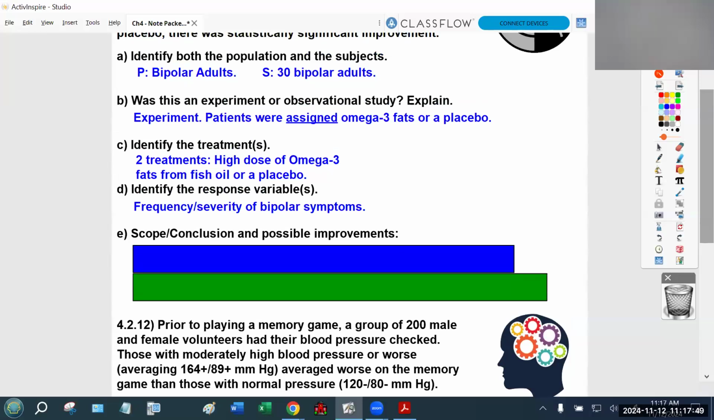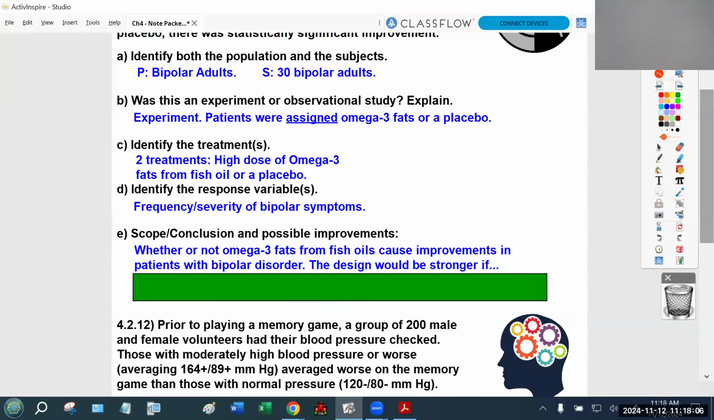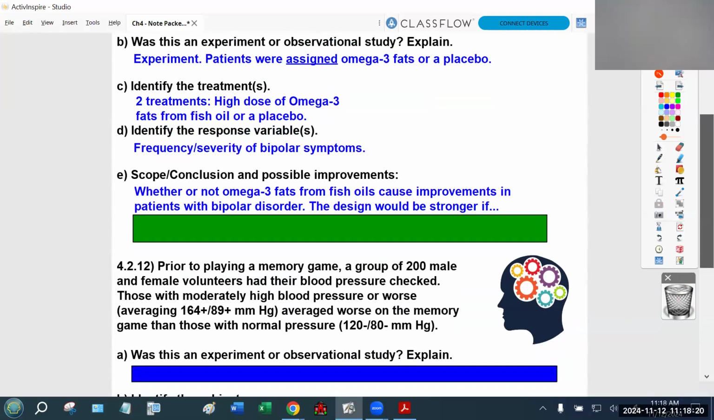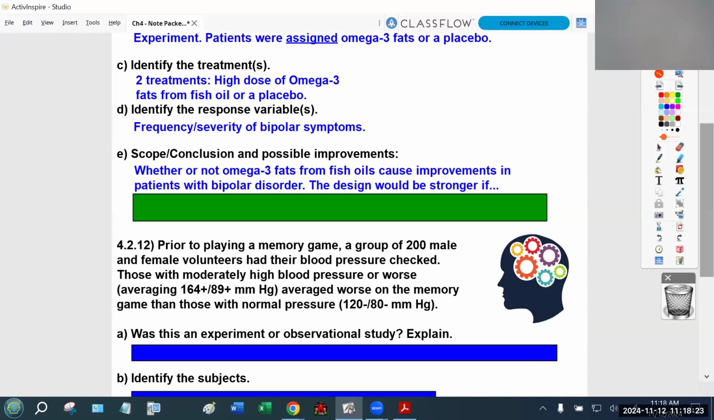For scope and conclusion, basically what they're asking is, when you are done running this experiment, what kind of thing could you say? If you actually notice something worth noticing, something that's statistically significant, what might you conclude? You can conclude, or you can discuss whether or not omega-3 fats from fish oils cause improvements in patients with bipolar disorder. Now, in terms of how to improve the design, can anyone suggest, and I have, I believe, 4 different possible answers for this, so there's a lot of variability here. Can anyone suggest a way that you could improve this experiment and make your conclusion a bit stronger?